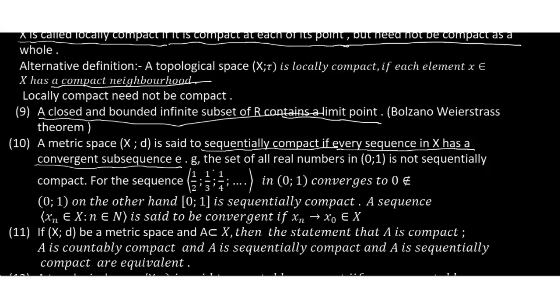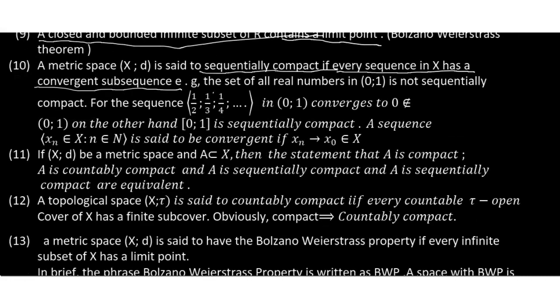Okay, friends, if (X, d) is a metric space and A is a subset of X, then the statements that A is compact, A is countably compact, and A is sequentially compact are equivalent.